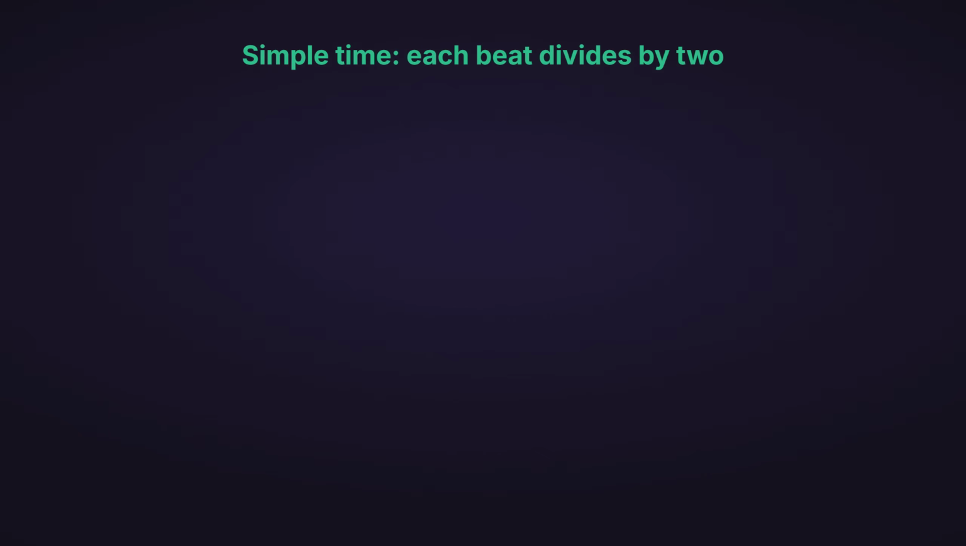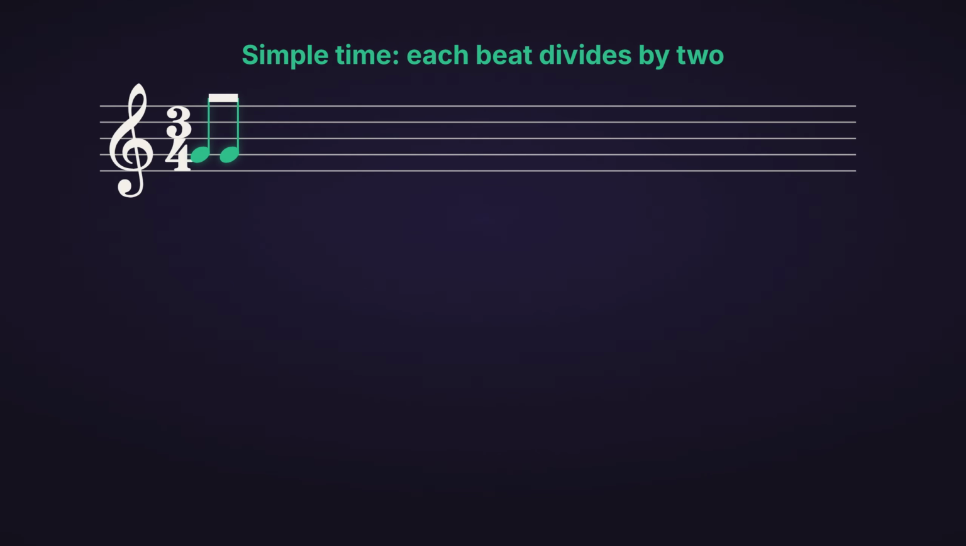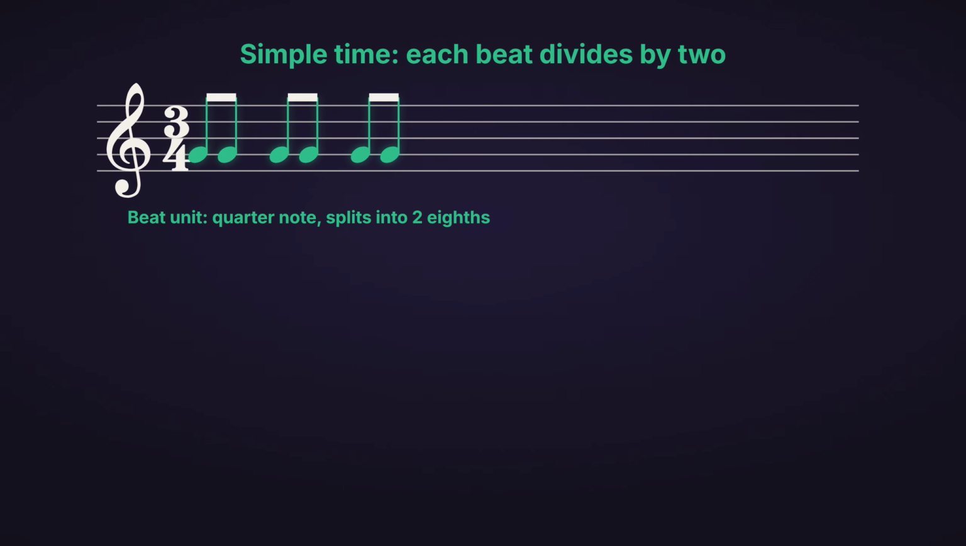3/4 is what musicians call simple time. Simple does not mean easy. It names a specific property: every beat in a simple time signature divides into exactly 2 equal halves. 3/4 has 3 beats per bar. The bottom number, 4, tells you the beat unit is a quarter note. Each quarter note beat can split cleanly into 2 eighth notes.